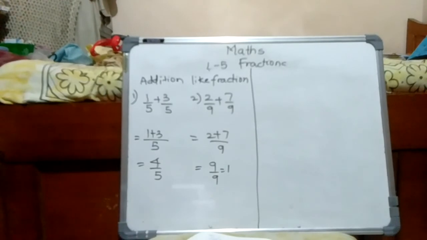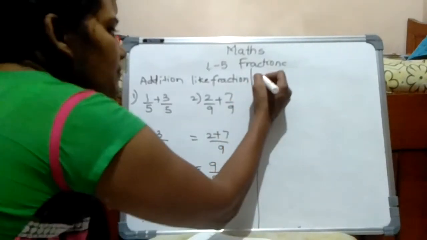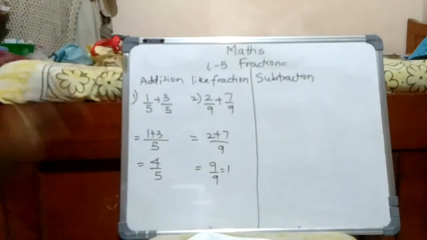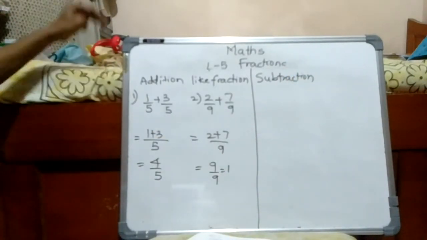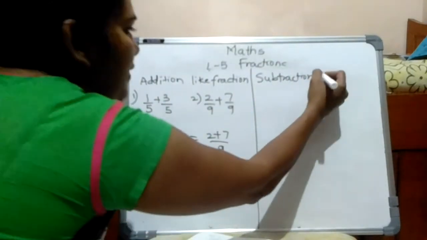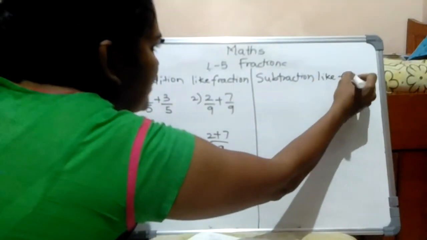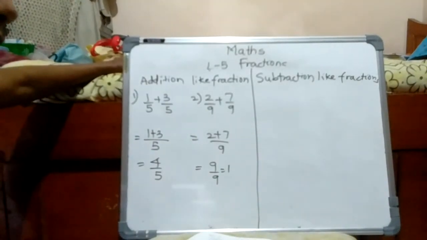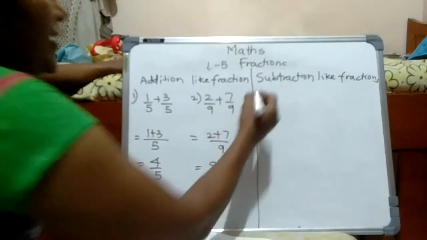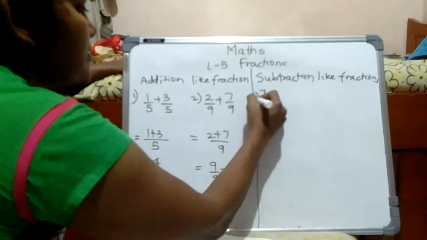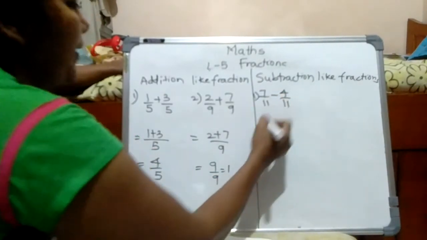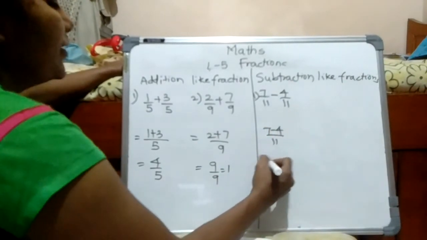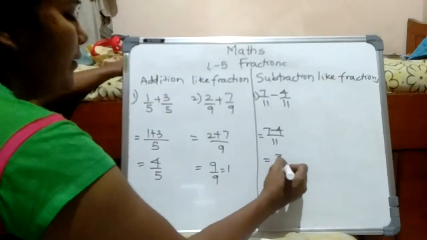Similarly, subtraction of like fractions. You are in a small class, that is why they are taking it slowly and gradually. They are proceeding for the higher things in fractions. Subtraction of like fractions. Now suppose 7 upon 11 minus 4 upon 11. Now we will take 7 minus 4 upon 11. That will give us 3 upon 11.